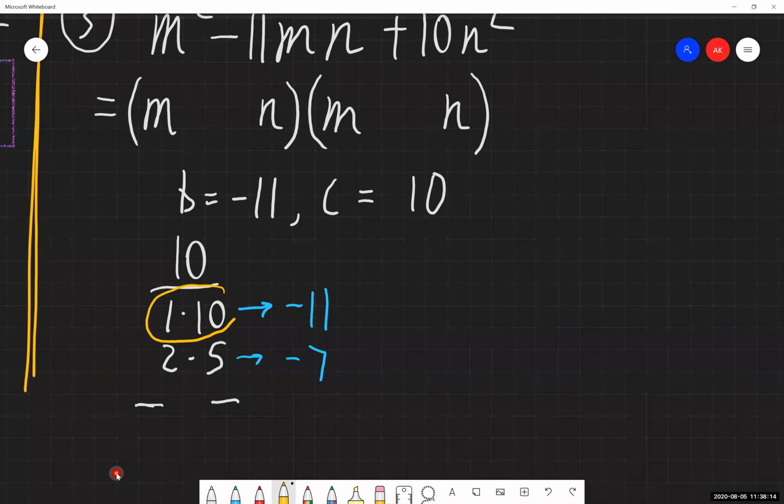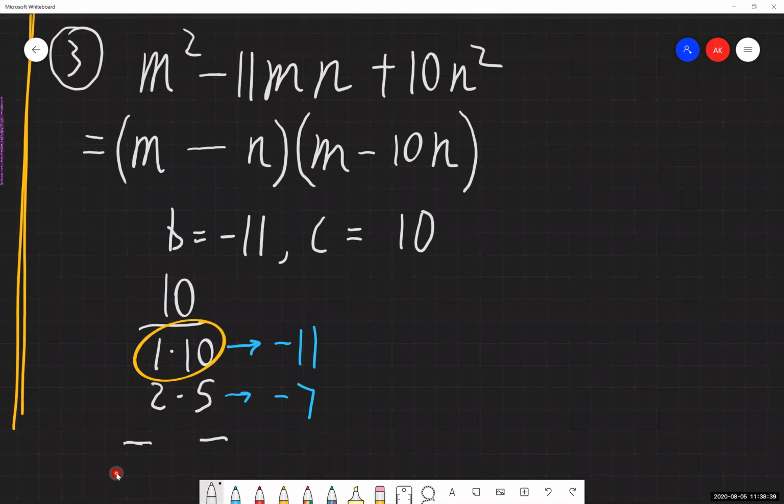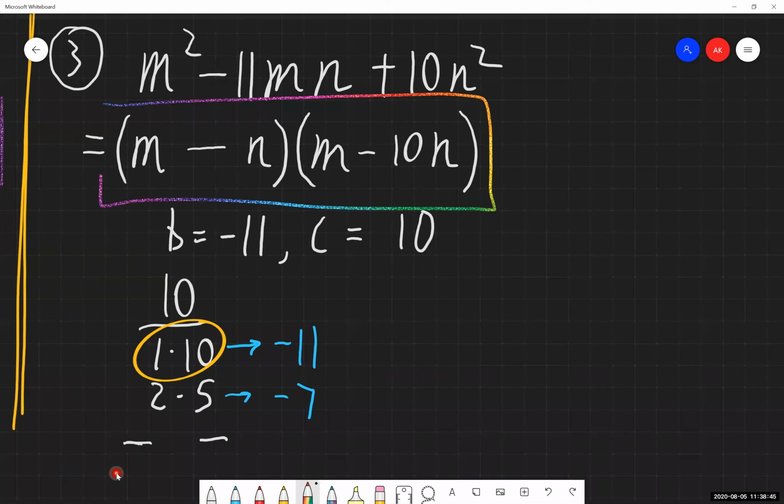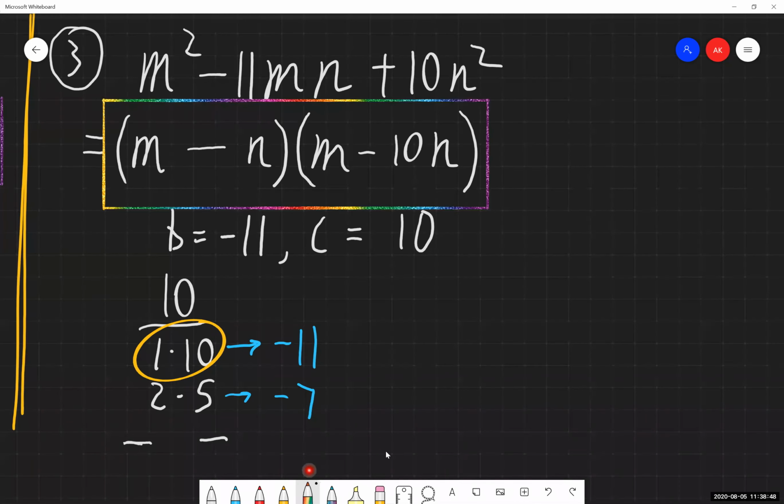I did the last one just to make sure we've got it completed, but you don't have to do that if you found which one works. So we've just found our factor pair. It's going to be -1 and -10. So we can write this out in our shell as m minus n times m minus 10n. Oops, there it is. And there we have our process for that. We do have one more we're going to go through. I'm going to let this sit here for a quick second.